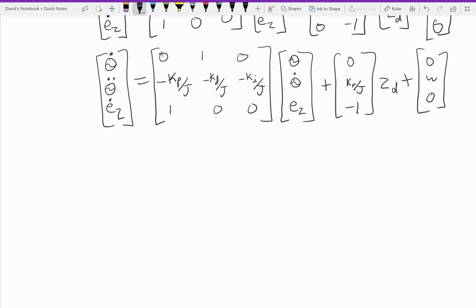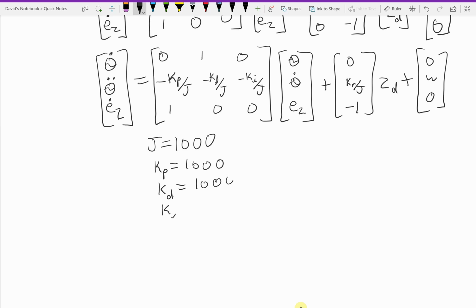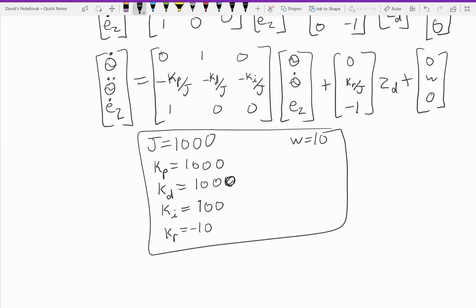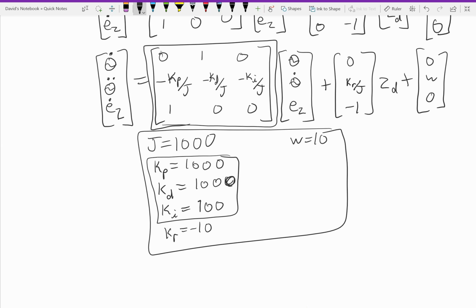You can see this plotted in my notes under lecture 17. But if I were to assume that J is equal to 100 and Kp is equal to 1000, Kd is equal to 1000 as well, and Ki is equal to 100. If I chose Kr equal to minus 10, and even W I could choose to be equal to 10 as a specific case. Notice a few things. First of all, I chose Kp, Kd, and Ki such that this matrix here had eigenvalues with negative real parts. So the system will be stable, and my steady state will go to 0.